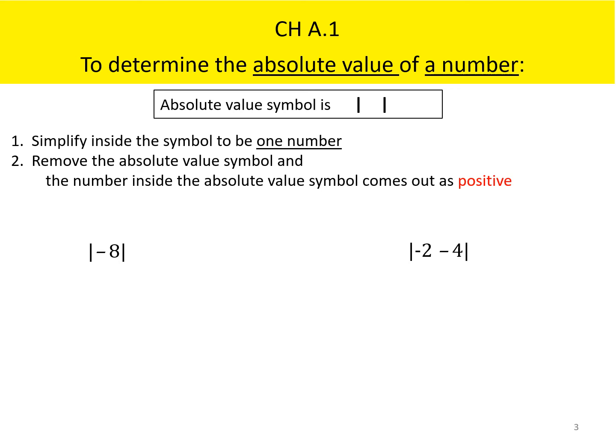The absolute value of -8. We already satisfied step 1 because there's one number. Step 2, we're going to drop the symbol, and the -8 comes out as a +8.